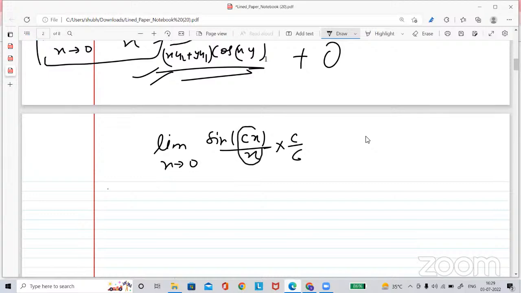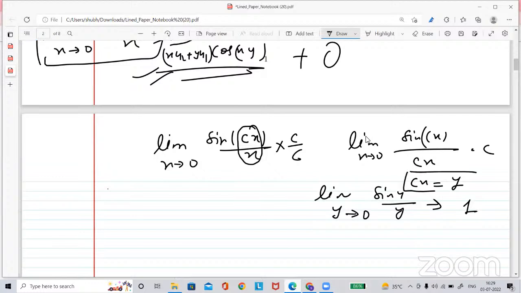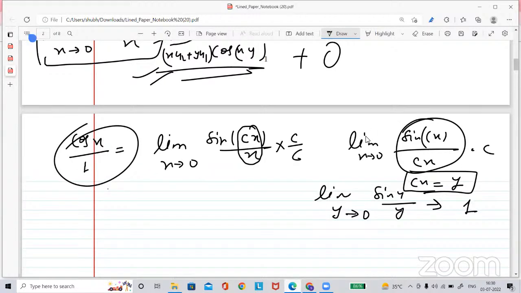Now this whole thing changes to the limit as x goes to 0 of sine cx upon cx, into c. Now this looks like sine y upon y. If you assume cx is y, it will be the limit as y goes to 0 of sine y upon y, and this limit is 1. Cx is equal to y. Right. So I think it is not necessary to remember this. If you directly apply L'Hopital's rule there, it will also work. It will give cos x upon 1. So it will work.